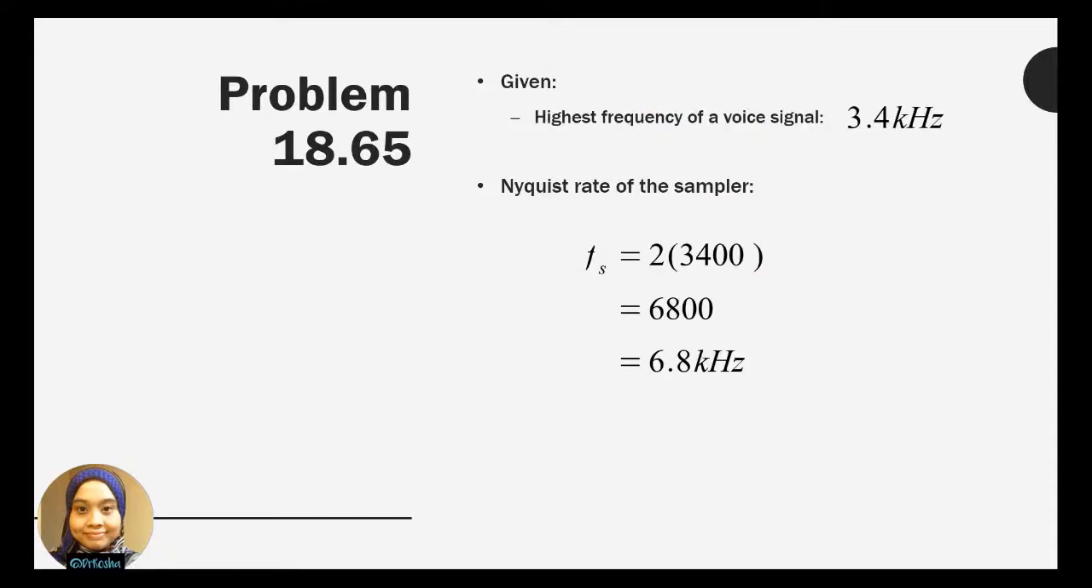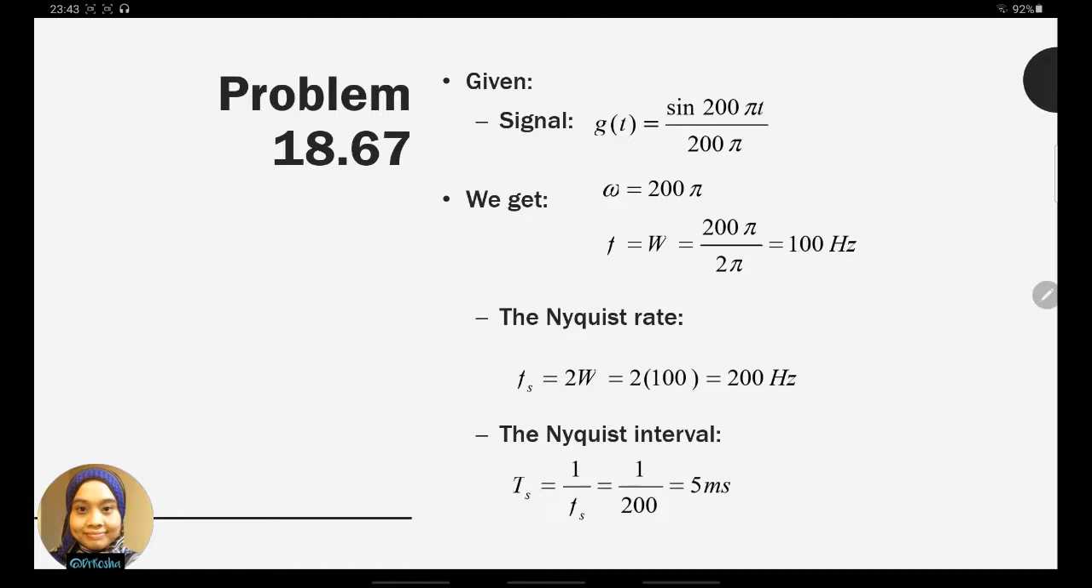Next, for the next example, the highest frequency of a voice signal is 3.4 kilohertz. What sampling frequency do you need to set to change from the analog signal to a digital signal? For the Nyquist rate of the sampler, you need to find twice the highest frequency. So 2 times 3,400, you will get 6,800, equal to 6.8 kilohertz. Just as simple as that.